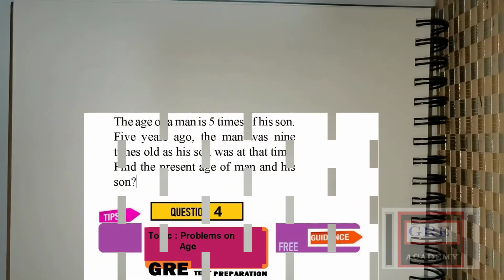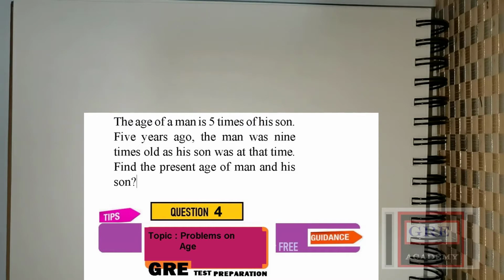Students, we are given the next question. The age of a man is 5 times the age of his son. 5 years ago, the man was 9 times as old as the son was at that time.